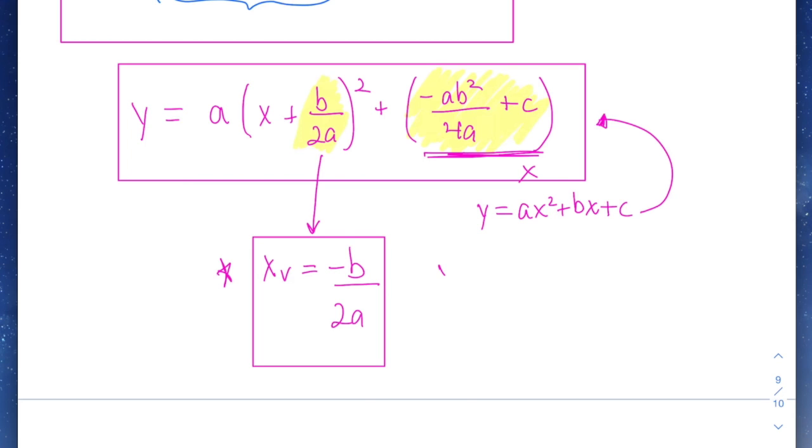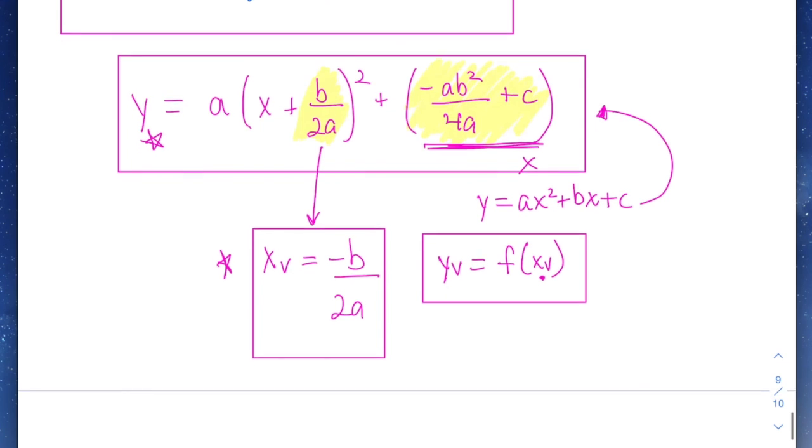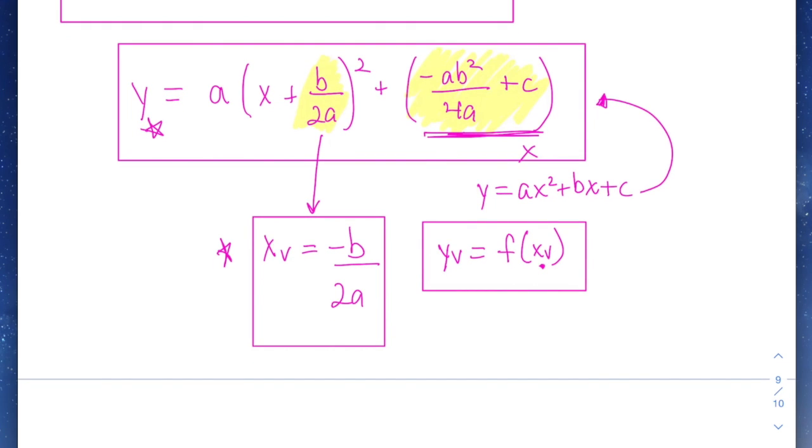And of course, the way I can find the y value of my vertex is basically just by substituting x back into my function here to get my y value. Okay, so we're going to use that in the next part of our questions, and it's something that we're going to need to know for this unit.